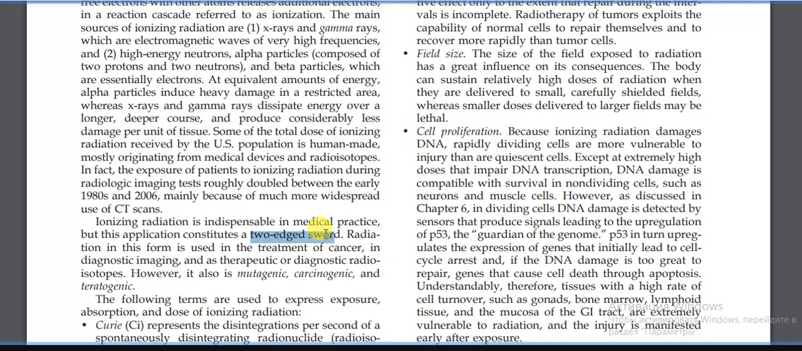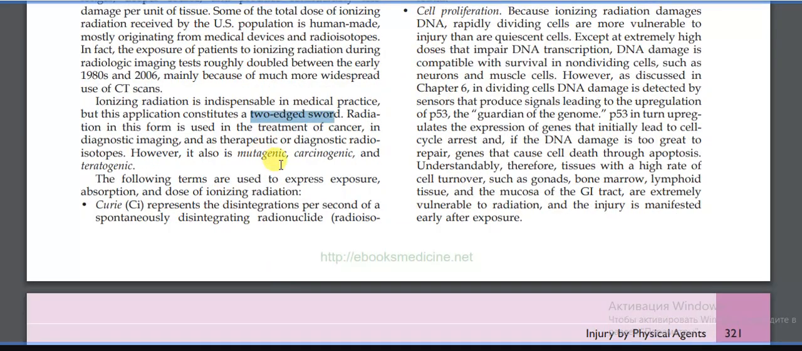In case we give an X-ray to a pregnant woman, of course this radiation might cause a little bit of disruption of normal embryo development.